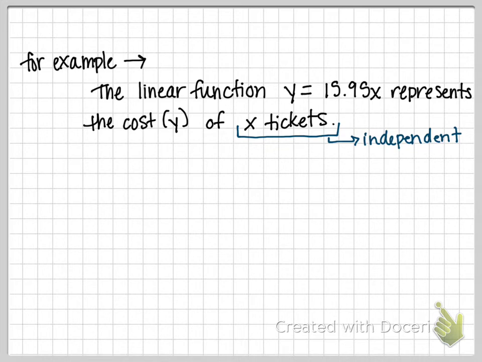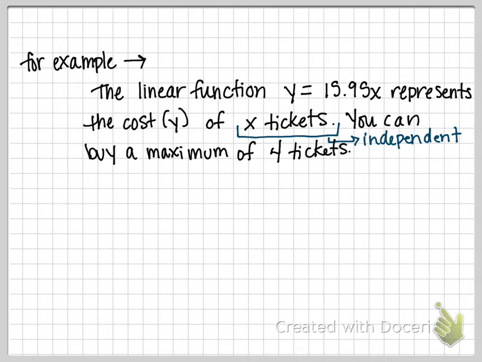Tickets is independent. Let me see if I wrote anything else on this slide. Okay, so this is kind of what you would see on your homework. It says you can buy a maximum of 4 tickets. So they're going to limit this for you in terms of how high it can go. You're not going to buy more than 4.